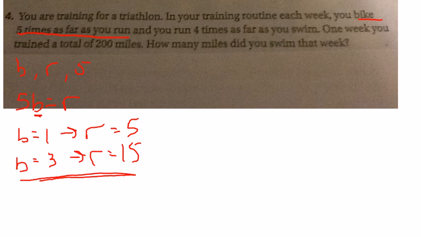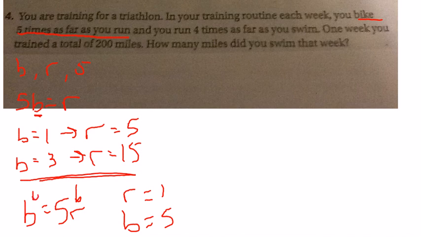So since we can see that that doesn't work, you should see that it's got to be b is equal to 5r. Notice if r is 1, then that makes b equal to 5, right? If r is 2, b is 10. So the sentence up top that's underlined in red says the bike is 5 times as far as the run. Anyway, hope that helped you a little bit with that. I'm going to pause it for a moment.